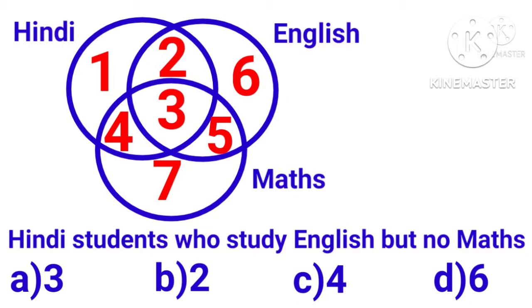A question of Venn diagram where three sets representing students who are studying Hindi, students who are studying English, and students who are studying maths are represented by different circles. We need to find out Hindi students who study English but no maths.